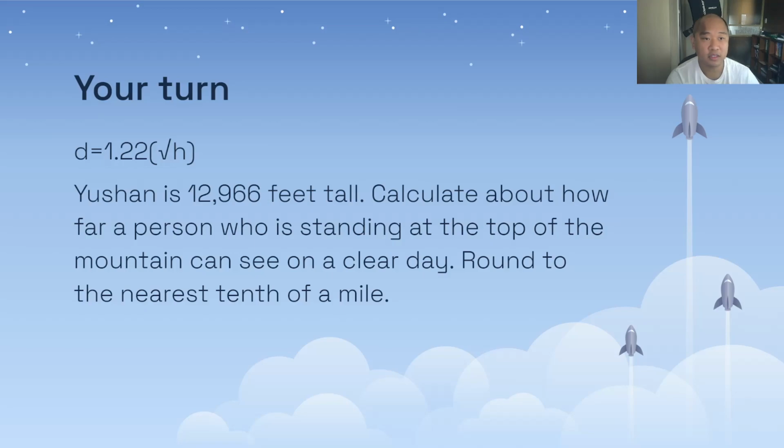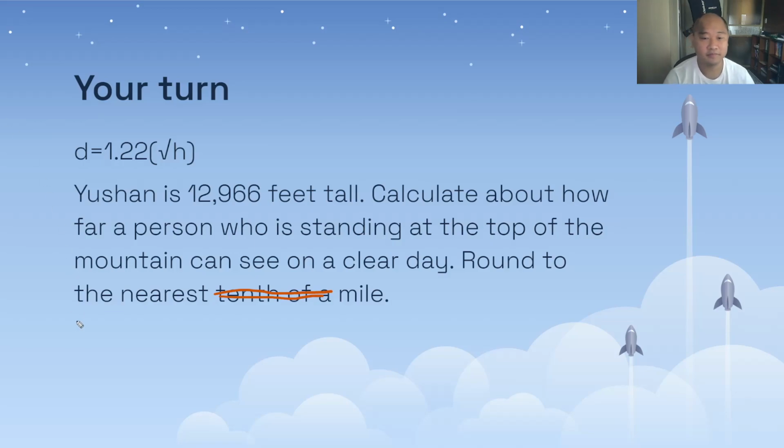Yusan, which is the tallest mountain. Yusan is 12,966 feet tall. Calculate about how far a person who is standing at the top of the mountain can see on a clear day. Let's just round to the nearest mile for this one.